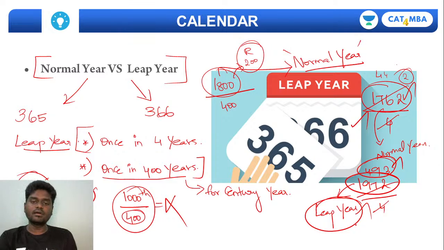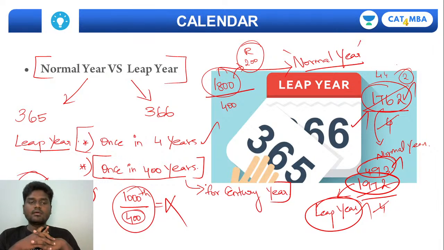So what you really need to do here: make sure if it is a normal year, in the sense if it is not a century year, divide it by 4 and cross-check whether that's a leap year or not. If it is a century year, you need to divide it by 400 and check whether that's a leap year or a normal year. Always remember why you are dividing it by 400: a leap year happens once in 4 years for the normal years, but once in 400 years for the century years. Very, very important.